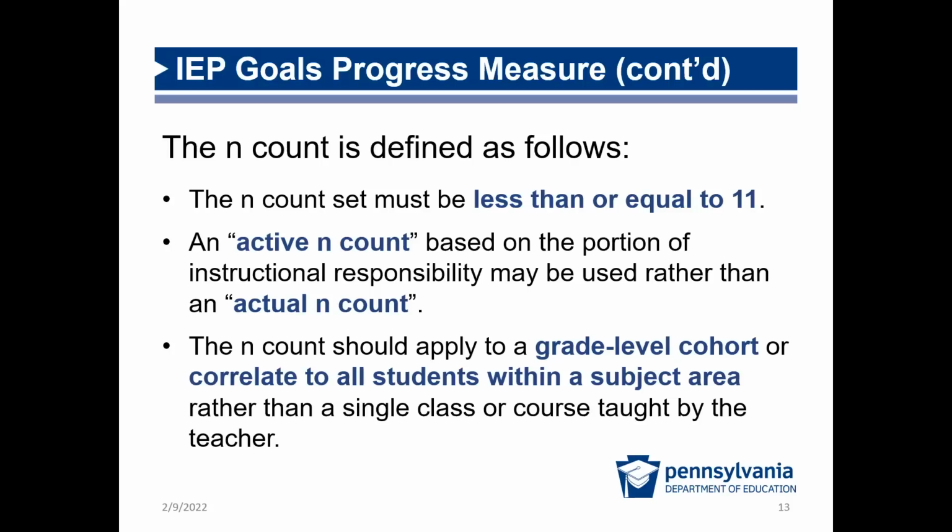The N count is applied to a grade level cohort. So if I'm a 10th grade English teacher, it correlates to all students within a subject area. If I teach math, I teach algebra, geometry, and algebra 2, it'd be my whole roster, rather than just that single class or single course.